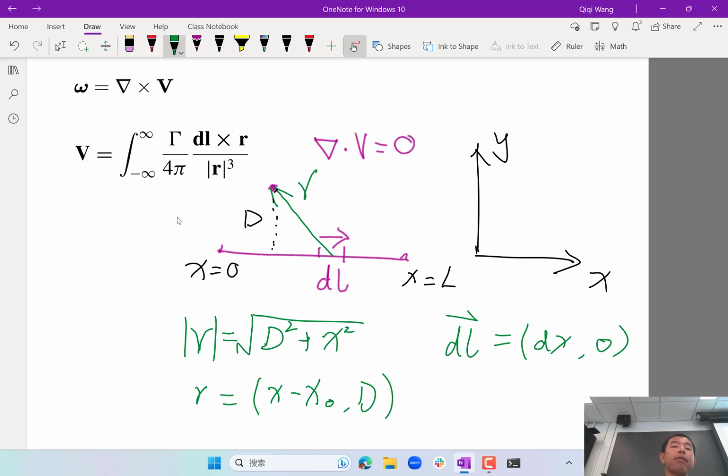Okay, now when we look at plugging these quantities into the Biot-Savart law, we need to first evaluate what is dl cross with r, right?